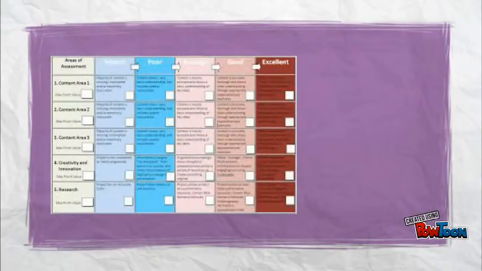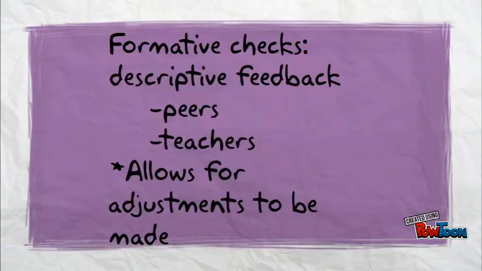At the beginning of the project, the students and the teacher will create a rubric that will be used to assess the final project. Along the way, there will be formative checks done by peers and teachers to provide descriptive feedback on the progress thus far. A log will also be created to write what was accomplished during that day and what needs to happen in the future to complete the project.